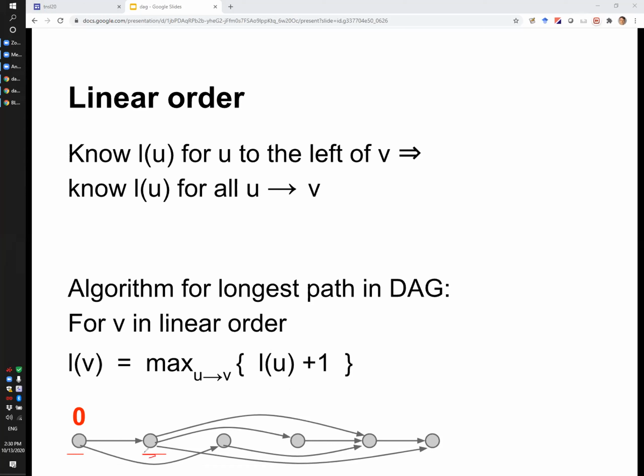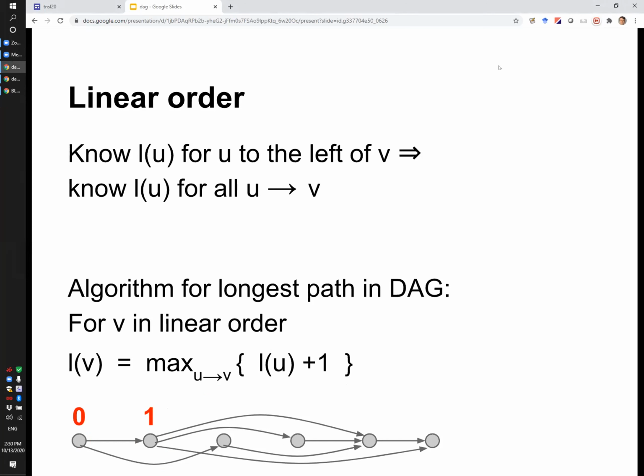Good. How about this vertex? What is its label? What is the length of the longest path from this vertex to this vertex? Well, of course, you can see what it is, but let's use the formula. So this is our V, and we look at all the predecessors of V. In this case, this guy is the one and only predecessor of V. The label of this predecessor is equal to 0, and we add 1 to that label. So the label of this vertex will be equal to 0 plus 1. So the label of this vertex will be 1.